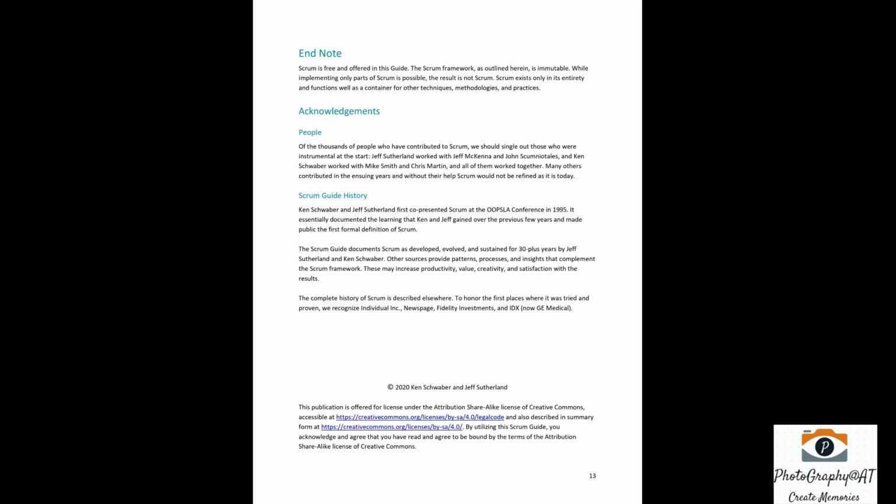Scrum Guide History. Ken Schwaber and Jeff Sutherland first presented Scrum at the OOPSLA conference in 1995. It essentially documented the learning that Ken and Jeff gained over the previous few years and made public the first formal definition of Scrum. The Scrum Guide documents Scrum as developed, evolved, and sustained for 30-plus years by Jeff Sutherland and Ken Schwaber. Other sources provide patterns, processes, and insights that complement the Scrum framework. These may increase productivity, value, creativity, and satisfaction with the results. The complete history of Scrum is described elsewhere.